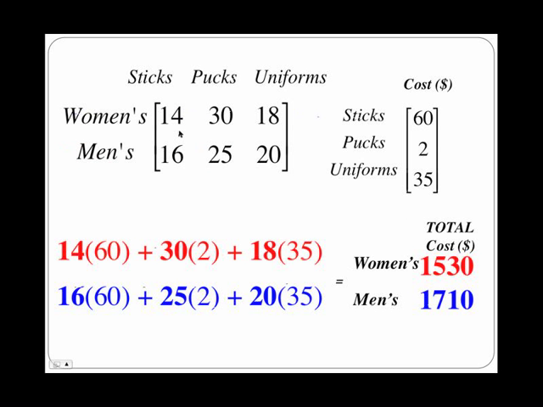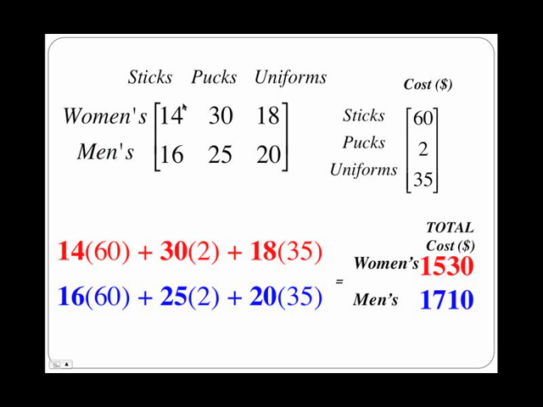Notice the rows of this one were women's and men's, and the columns of this one is cost. And that was actually the rows and the columns of our answer matrix. If you notice the columns of this one, sticks, pucks, and uniforms, and the rows of this one, sticks, pucks, and uniforms, those match up. And that's sort of what we're going to be doing.